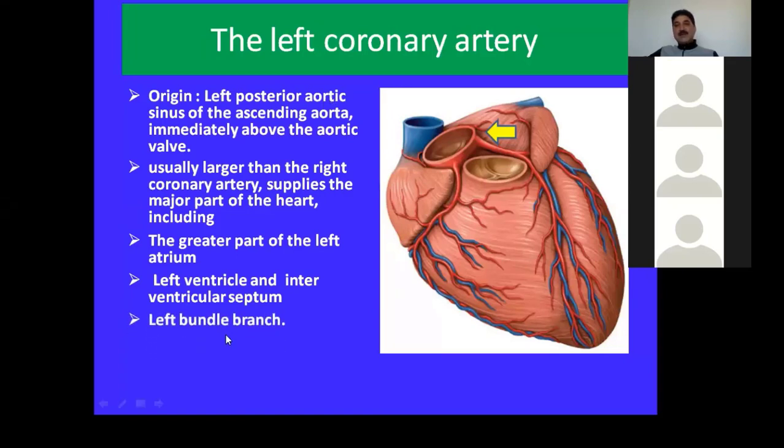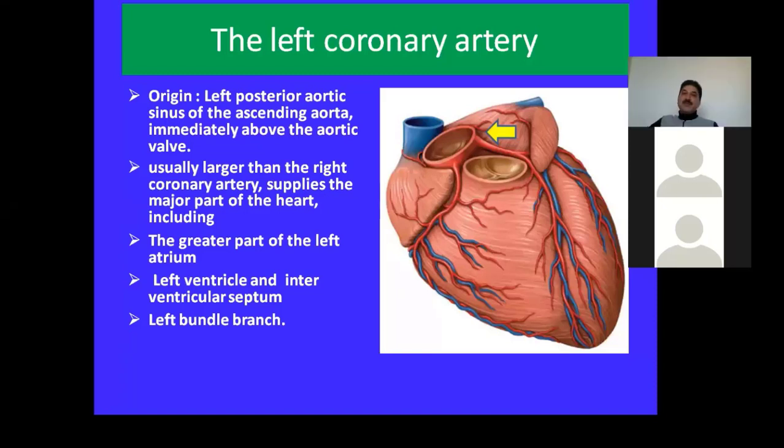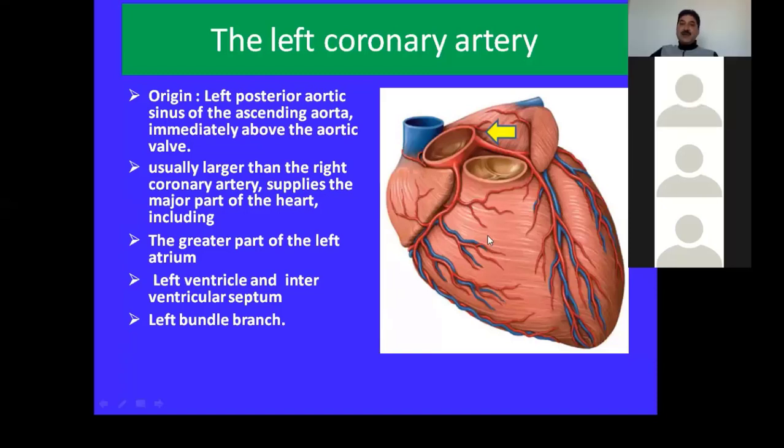Among the conducting system of the heart, we know it consists of the SA node, internodal pathways, then the bundle of His and the right and left bundle branches. The only part supplied by the left coronary artery is the left bundle branch. The rest of it is supplied by the right coronary artery. So if I ask you the blood supply to the conducting system, remember this exception. The left bundle branch is supplied by the left coronary artery. The rest is supplied by the right coronary artery.